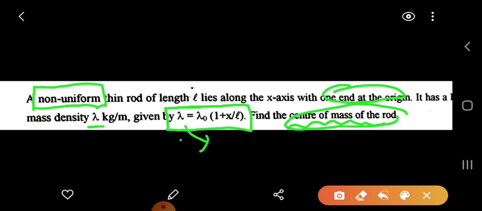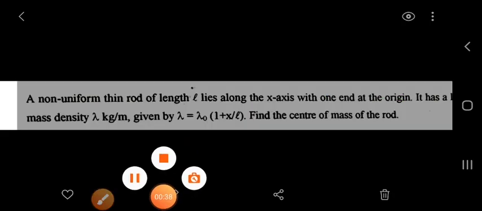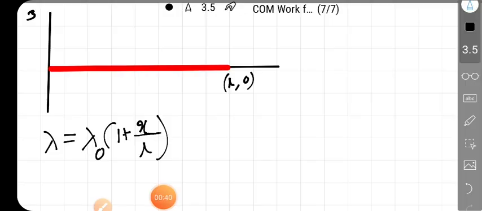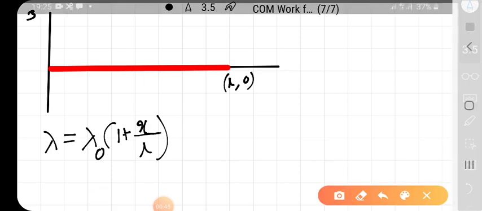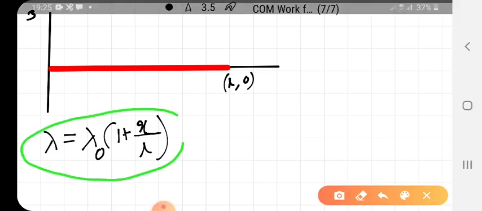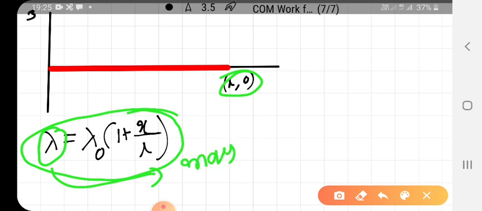This is a non-uniform mass density. Let's see how we'll solve the problem. This is the rod of length L, and our function is given: lambda equals lambda naught into 1 plus x by L, where L is the length of the rod. This lambda is the linear mass density, which means mass per unit length.